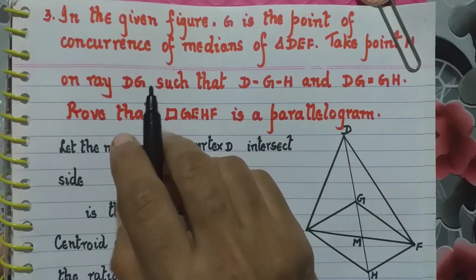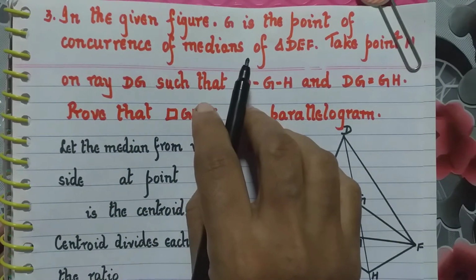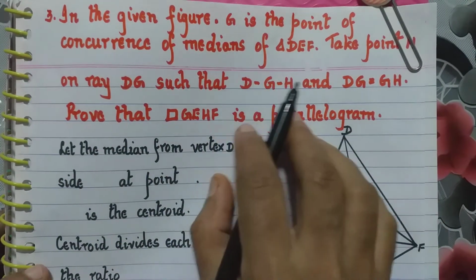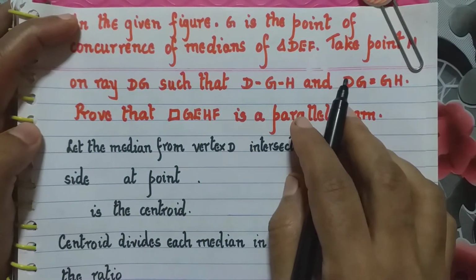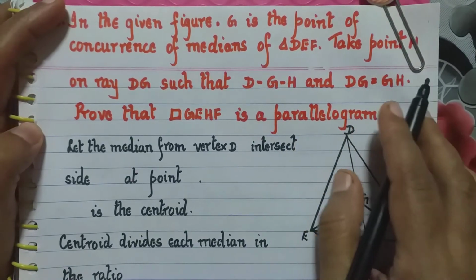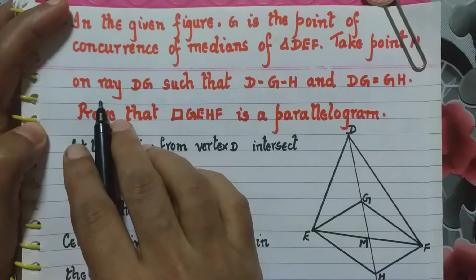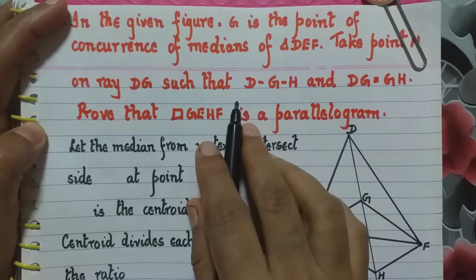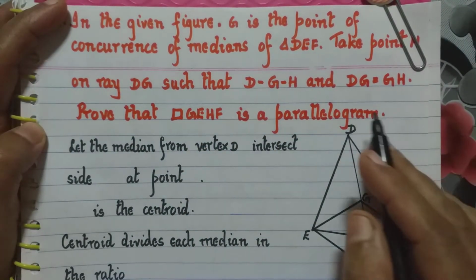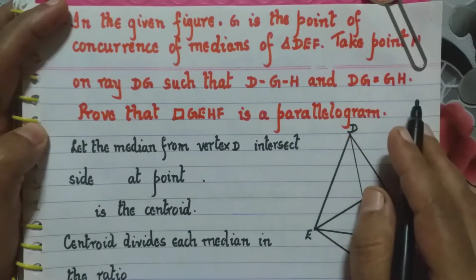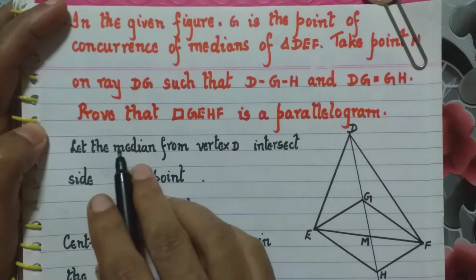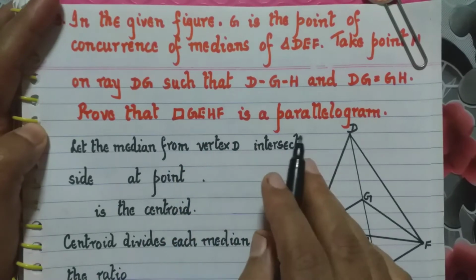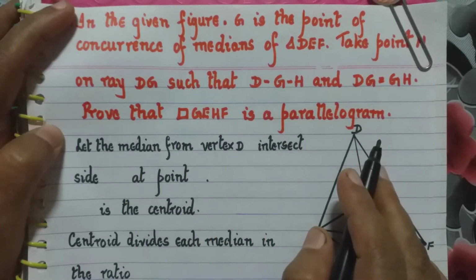We go to the third question. In the given figure, G is the point of concurrence of medians of triangle DEF. Take point H on ray DG such that G lies between D and H and DG equal to GH. We have to prove that quadrilateral GEHF is a parallelogram.